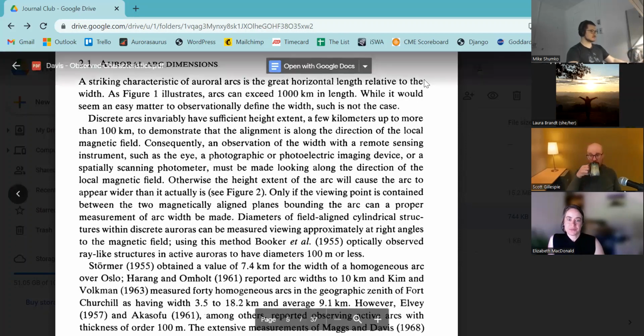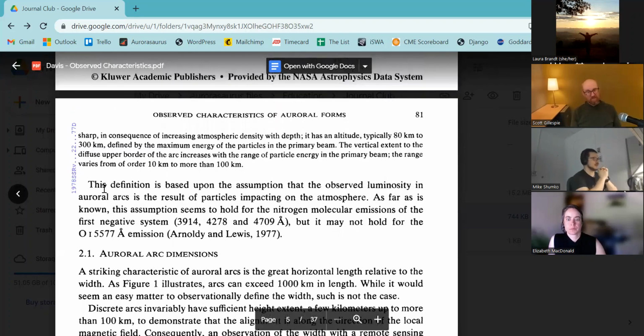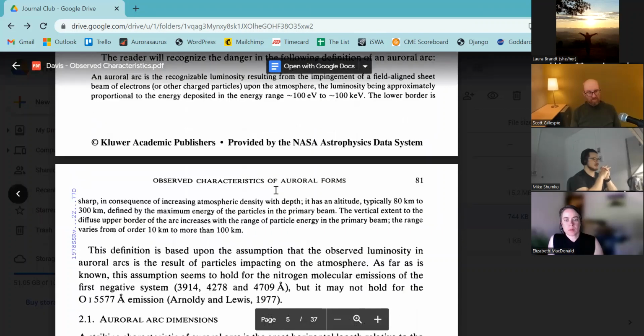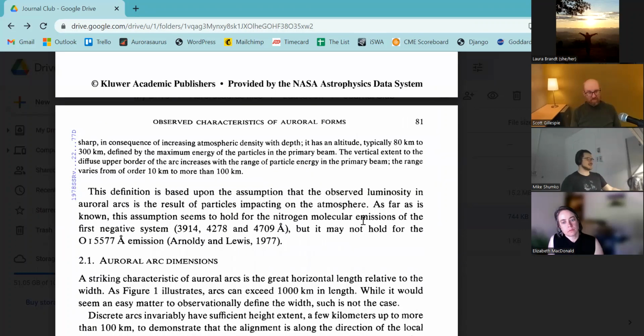So anybody else have any thoughts on this little section here? I see a hand up from Mike. Go for it. I just had a quick question. When it said, if you scroll up a little bit, it just said the first nitrogen system. I think this is a chemistry term. Yeah, very beginning of the very last sentence. The nitrogen, so I get individual parts of that sentence, but not together.